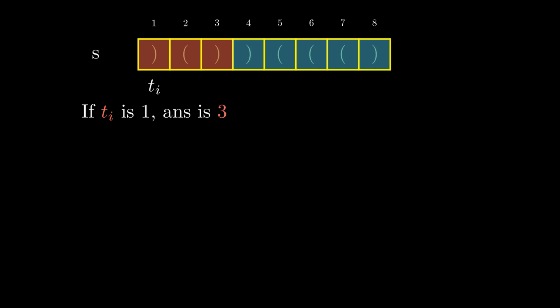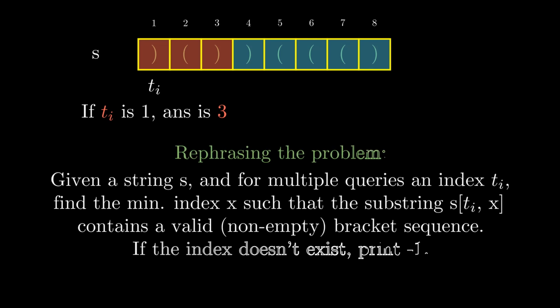So let's rephrase the problem. Given a string s and, for multiple queries, an index ti, we have to find the minimum index x such that the substring ti to x contains a valid non-empty bracket sequence, and if it does not exist, we have to print -1. Also note that since in our subsequence we need to have as many opening brackets as there are in the substring from ti to n, we cannot remove any opening brackets. So in fact we need to find a substring and not a subsequence.